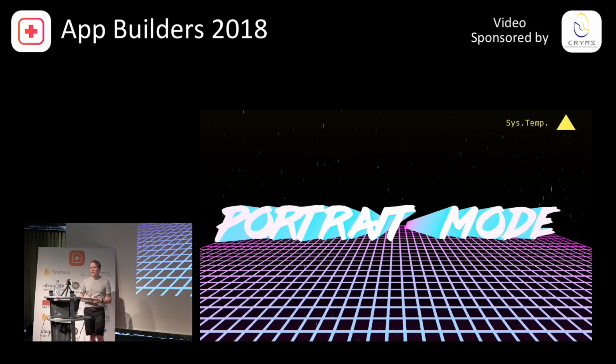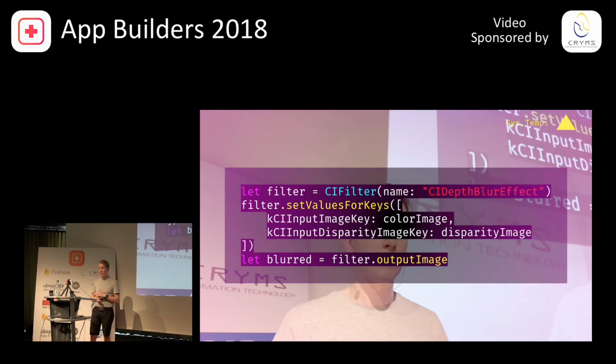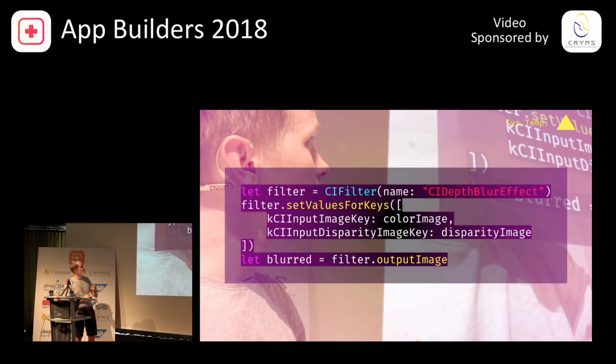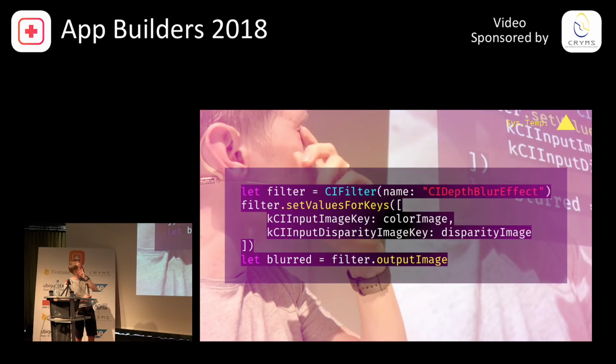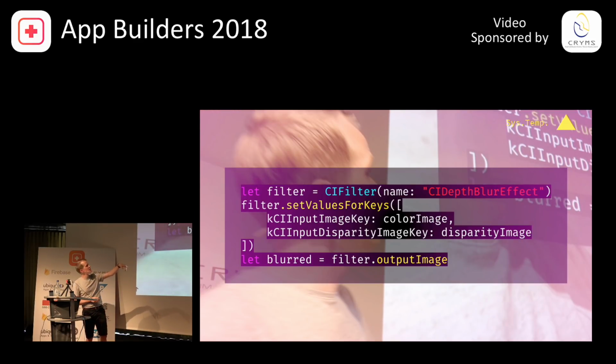And finally, a very common thing to use depth data for is to blur the background of a photo to make it look more pleasing. Portrait mode is just that, and it's built into the stock camera app. The filter behind portrait mode is CIDepthBlurEffect. It takes a color image and a disparity image, and then you just have a blurred photo. And this is the fun part, because the app just crashed.